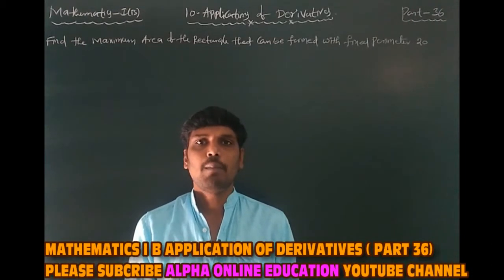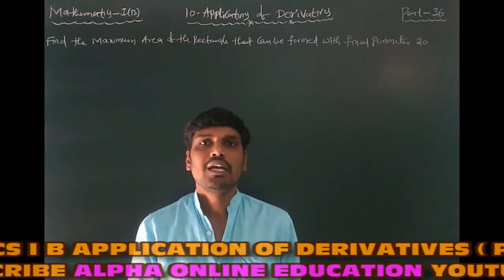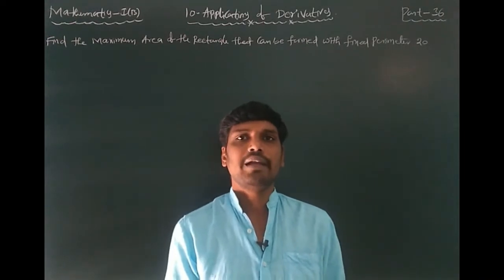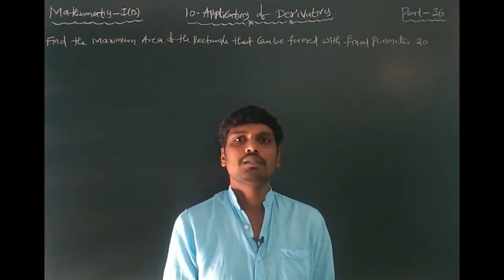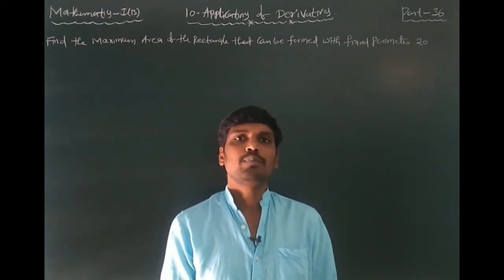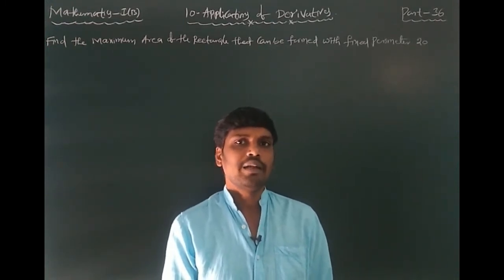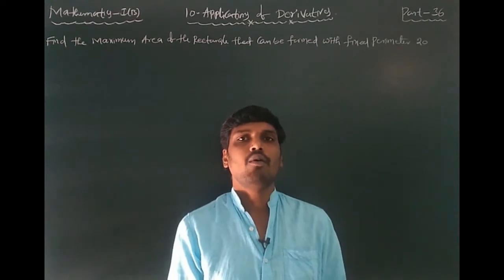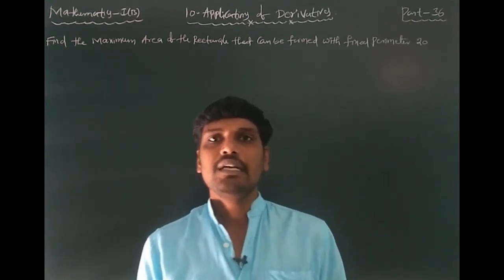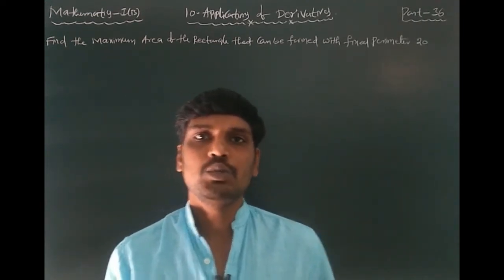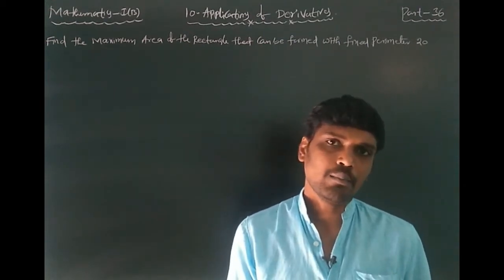10th chapter, applications of derivatives. This chapter belongs to Mathematics 1B, part 36. Last part completed, the 7 marks problem was completed. Today also we will once again explain a 7 marks problem by using a similar method, similar model.